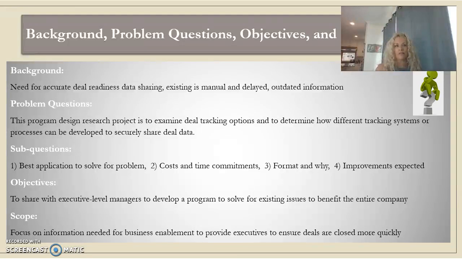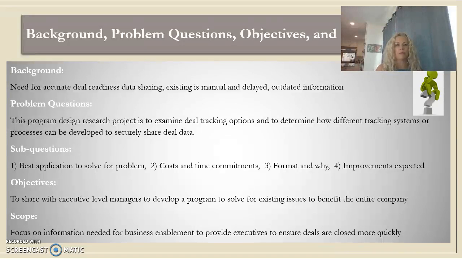Getting into the background, I definitely found there is a need for accurate deal readiness data sharing, and the existing process right now is very manual. It's delayed, and it's just been an issue over time, and kind of a time sucker, having to extract that data from the system and then add additional data to it, where then stuff is changing on the first data pull as it happens. So it's been a problem.